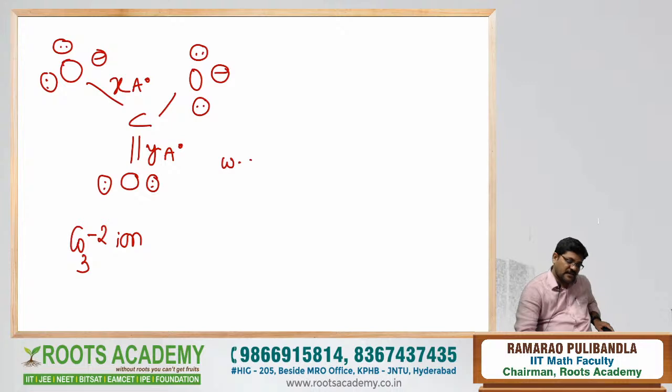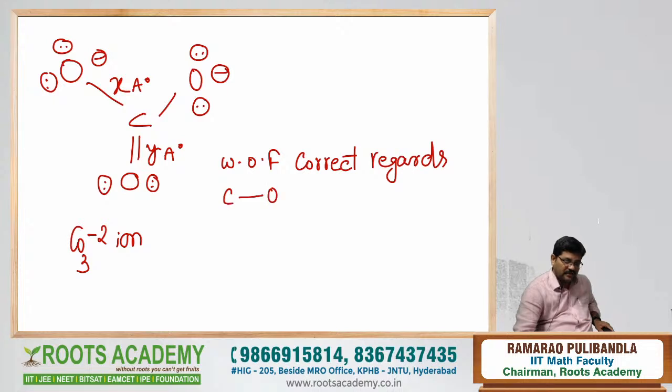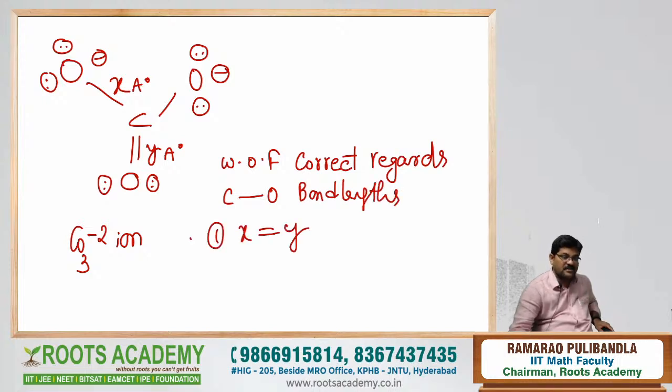Which of the following is correct regarding CO bond length? Again, the answer is X is equal to Y. Simple logic, Nana. X is equal to Y is the correct answer. Why is the answer X equal to Y? Because of the conjugation property.